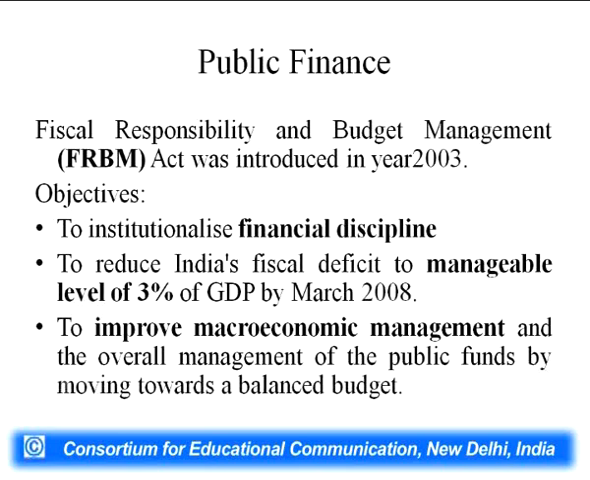What were the objectives of enacting this FRBM Act? The first important objective was to institutionalize the financial discipline in different departments, different sectors of the economy, and the economy as a whole also. The second important objective was to reduce India's fiscal deficit to a manageable level of 3% of GDP by March 2008, because before 2008 the fiscal deficit was very high for the Indian economy. The third important objective was to improve macroeconomic management and the overall management of the public funds by moving towards a balanced budget.